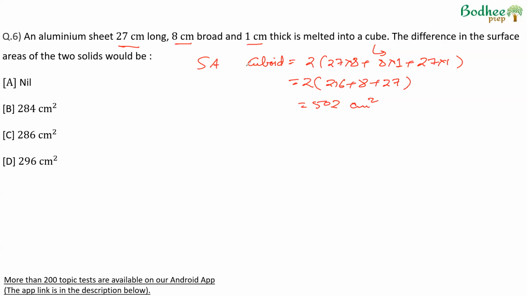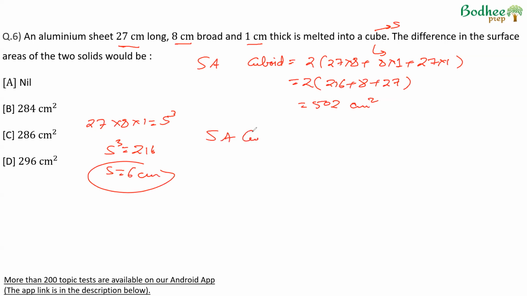Now, since this is melted into a cube, the volume will remain same. So we can say that volume of the cuboid, 27 into 8 into 1, will be volume of the cube. Suppose the side of the cube is S. This will be equal to S cube. So S cube should be equal to 216. We multiply 27 and 8. Taking cube root, S will come out to 6 centimeters. And therefore, surface area of the cube will be 6 into S square, which will be 6 into 6 into 6, or 216 centimeters square.